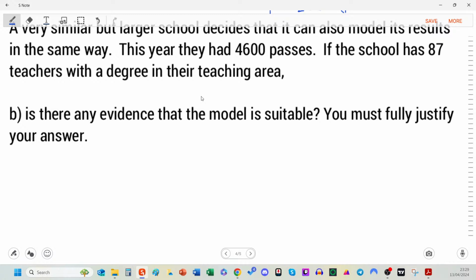So we're going to use our equation again. This time I guess we can call it the number of passes with a subscript of 2, so it's different from the p that we wrote up the top of the page. And our equation will be the same because they're assuming that it works the same, except we'll have T2 to correlate with P2. And in this case, we're asked to test a hypothesis that we have P2 equal to 4,600 against the truth that there's 87 teachers.